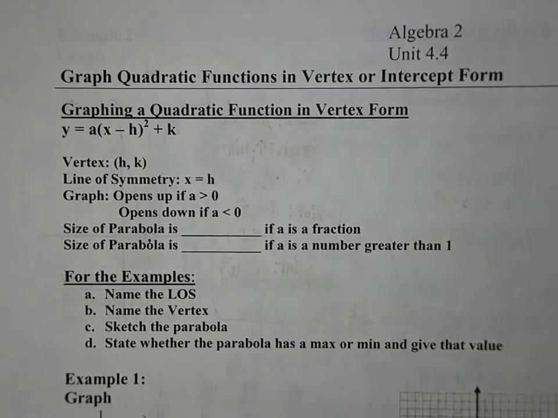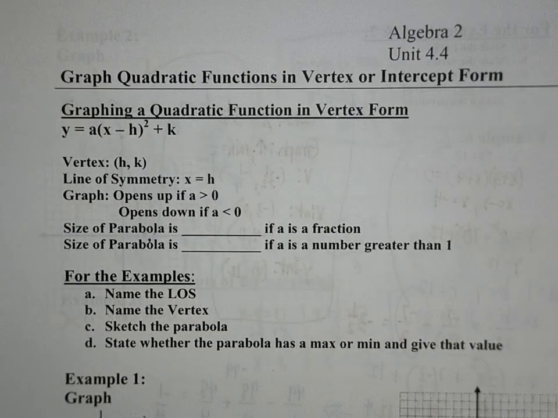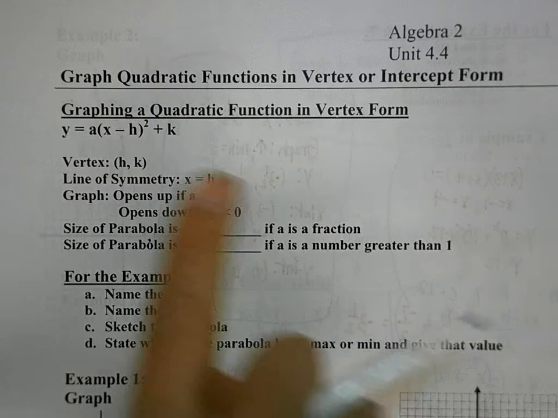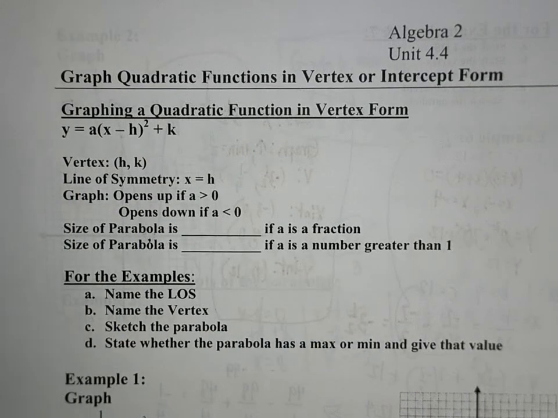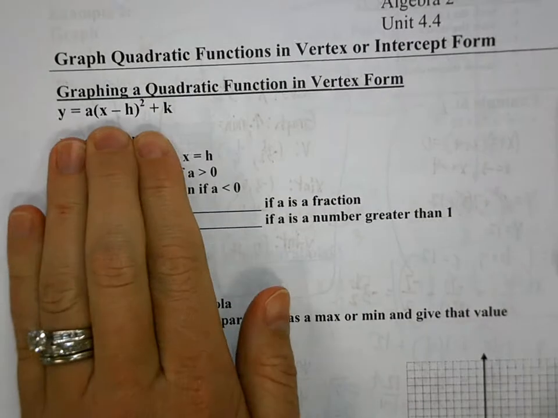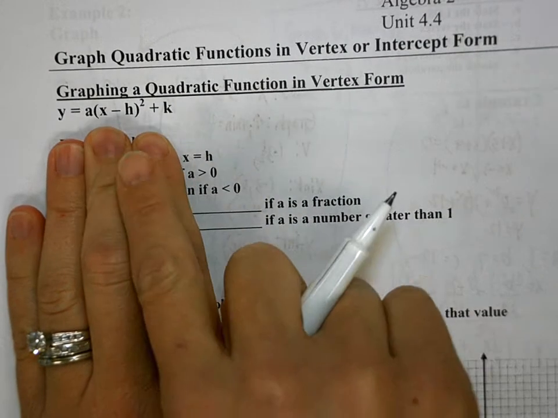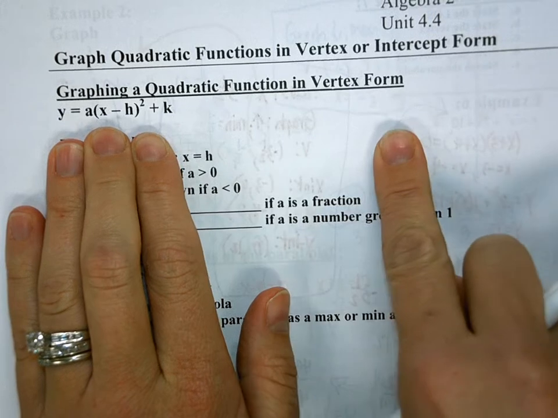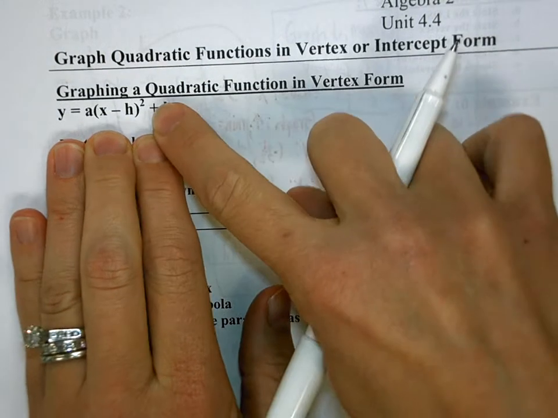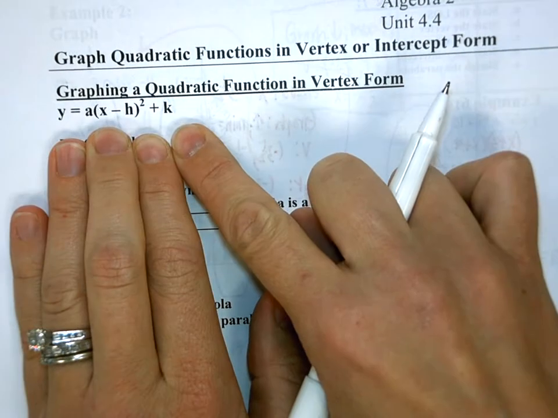Okay, so today we are doing lesson 4.4. Yesterday we talked about graphing quadratic functions in standard form. Today we're talking about vertex form. Okay? Now if you notice, standard form was like y equals ax squared plus bx plus c. Remember how we had an a, b, and c? This one you notice is written differently.